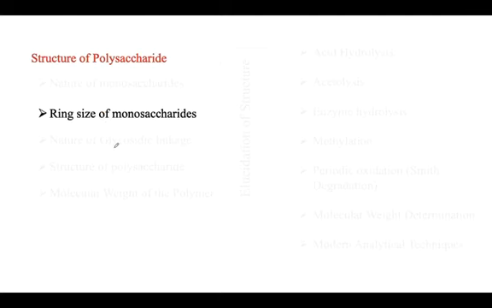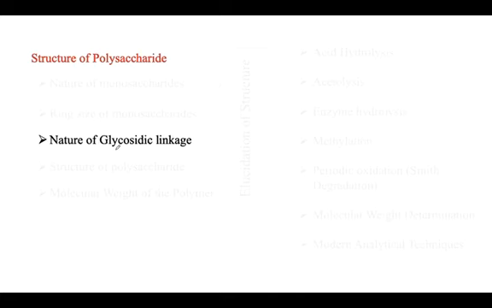Then we come to the glycosidic linkages. The third part is the glycosidic linkage. As I said, there are two types of linkages: alpha or beta. It is essential to know whether the linkage present in the polysaccharide is an alpha linkage or a beta linkage, or whether the molecule has a combination of alpha and beta linkages. So in order to know the structure, we also should know the glycosidic linkages present in these molecules.